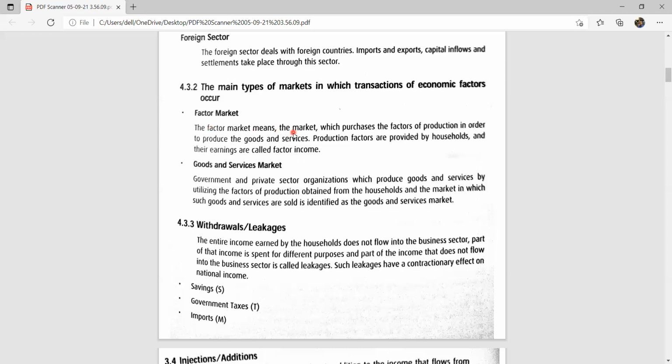Factor market means a market which purchases factors of production in order to produce goods and services. Production factors are provided by households and their earnings are called factor income. Then next, goods and service market. This is somewhat a location, sometimes virtual.